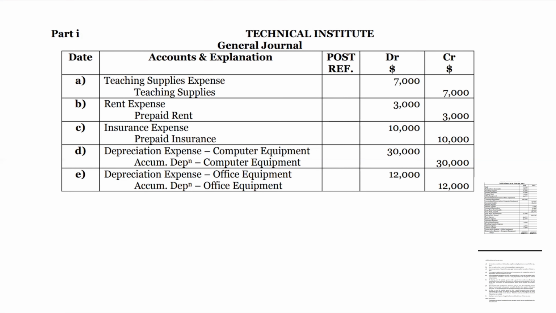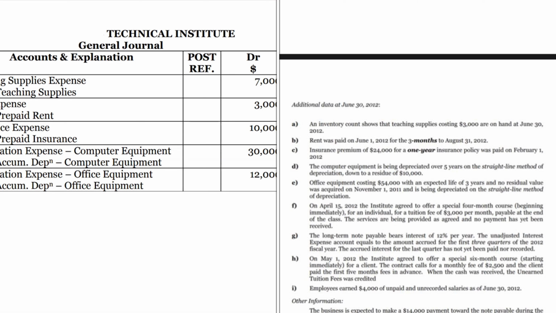Let's move to F. On April 15th, 2012, the Institute agreed to offer a special 4-month course beginning immediately for an individual for a tuition fee of $3,000 per month, payable at the end of the class. The services are being provided as agreed and no payment has yet been received. So what this is saying, remember what type of business is it? It's an institution, it's a school, right?